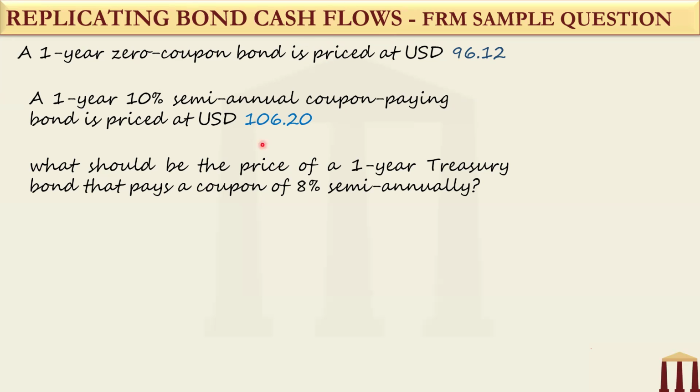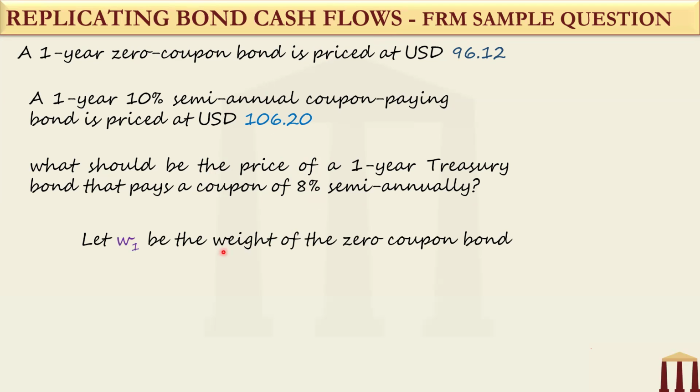So this way I will be able to find the price of the bond. Whatever the price of this portfolio is, a portfolio comprising a 1-year 0 coupon bond and a 1-year 10% bond, will be the price of this 8% 1-year bond also. So that's the whole idea. Now, how do we do it?